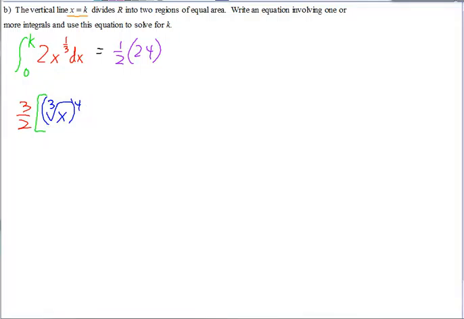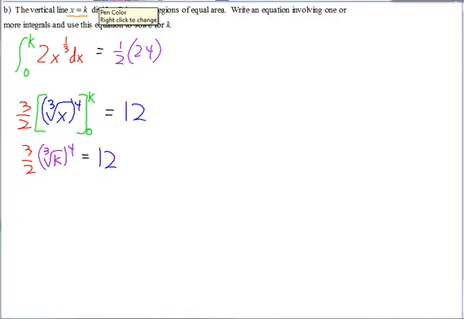What's different though is now we're going from 0 to k instead of 0 to 8. And then a half of 24, 2 is a 24, 12 times. And now we're actually going to use this equation to solve for k. So on 3/2, you substitute in k there. It will be the cube root of k to the fourth minus, you plug in 0, which is 0, equals 12.